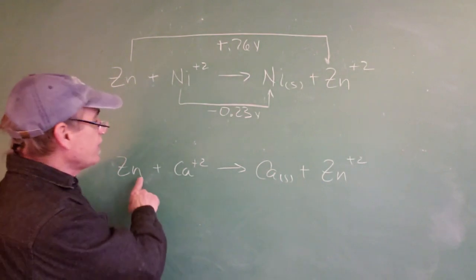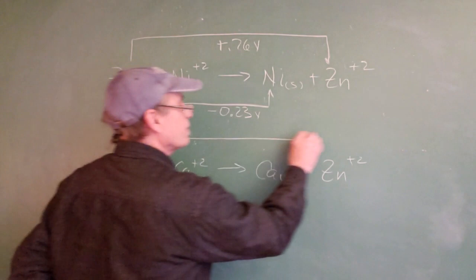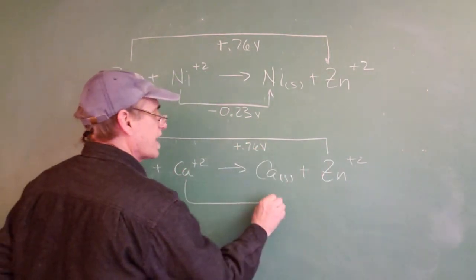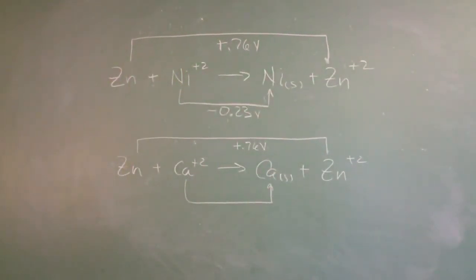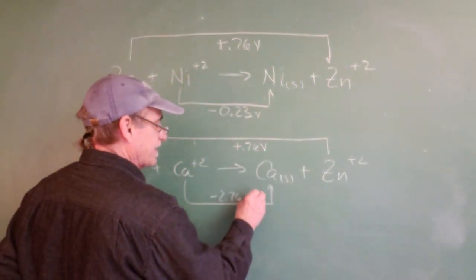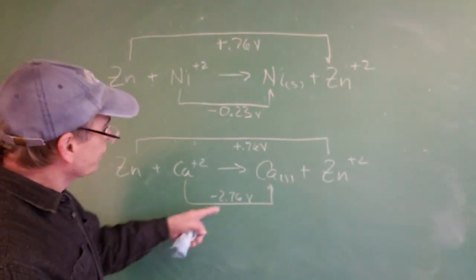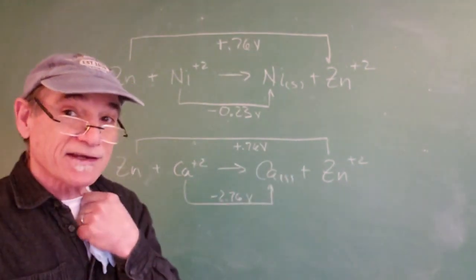All right, well, what about the zinc plus the calcium? Well, it turns out again, zinc going to zinc plus 2 is a positive 0.76 volts. But the reduction of calcium turns out to be, let me find the number here. Reduction of calcium, minus 2.76 volts. Apparently it doesn't like that. It prefers to be the cation, even more so than the zinc. So no, this reaction would not be spontaneous. As a matter of fact, the reverse reaction would be spontaneous.